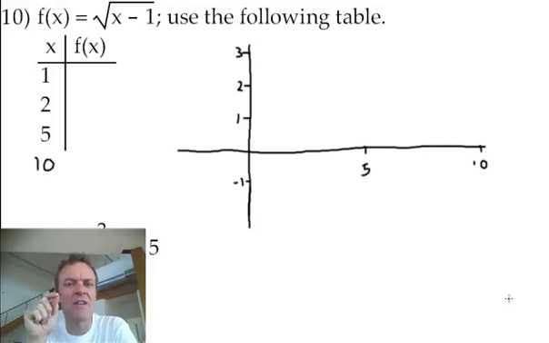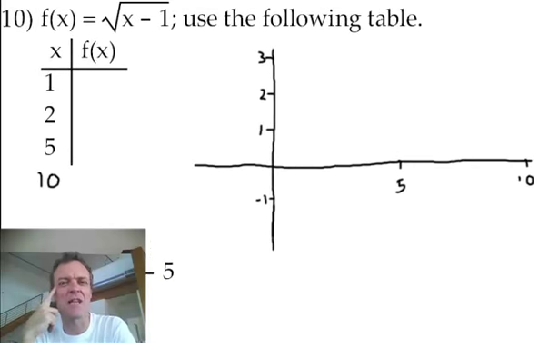Okay, more graphing and find the domain of these radicals. Now we're going to try and graph the square root of x minus 1. Notice the negative 1 is inside the radical. The previous one had, I think, a negative 4, but it was outside the radical. So again, we've got to look for numbers that we can square root.